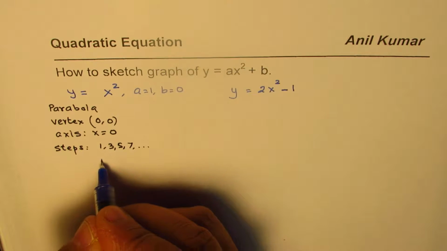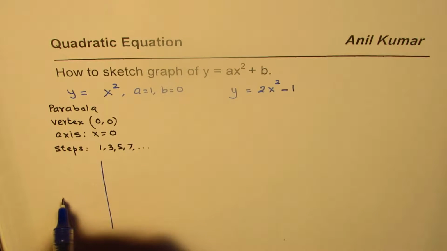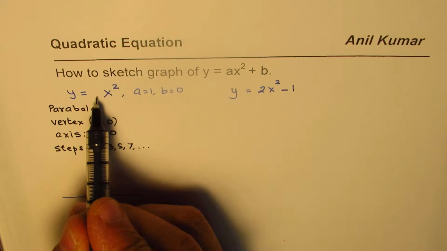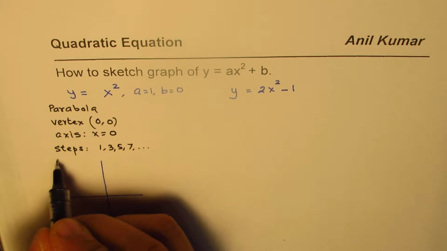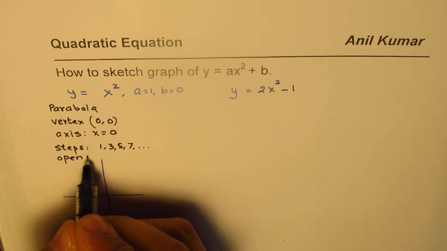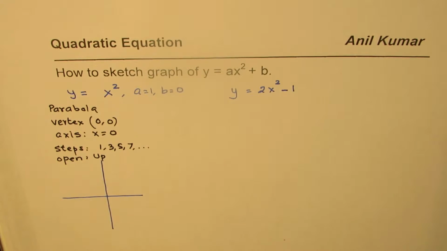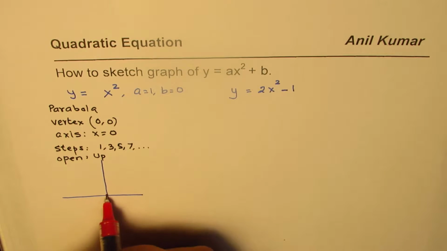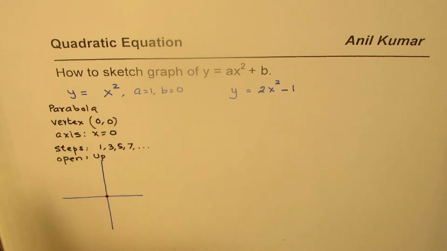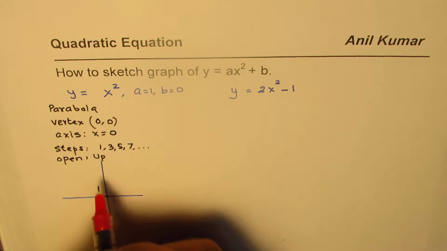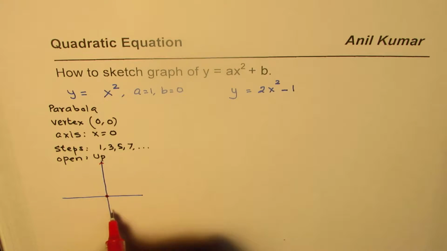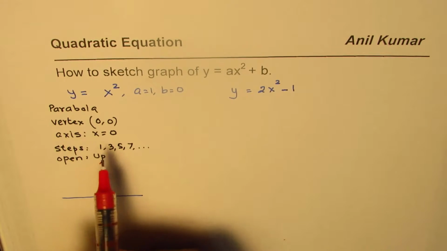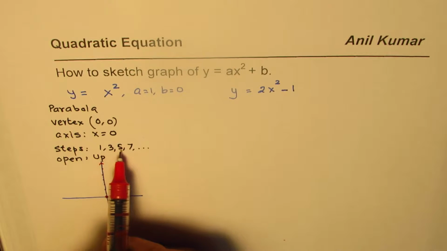Now let's sketch a graph based on this function. One more information we have, that is, since this coefficient is positive, it opens upwards, right? So you always begin with the vertex, which is at origin in this case. The axis is x equals 0. That means the axis is the y-axis, correct? So that becomes the axis for the given graph. Steps are 1, 3, 5, 7.